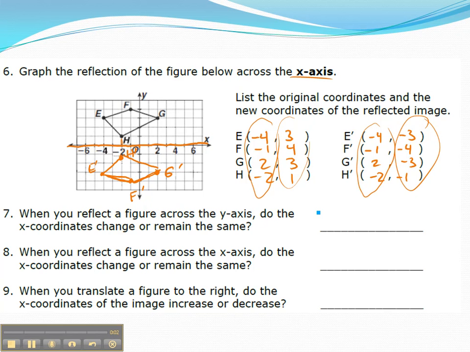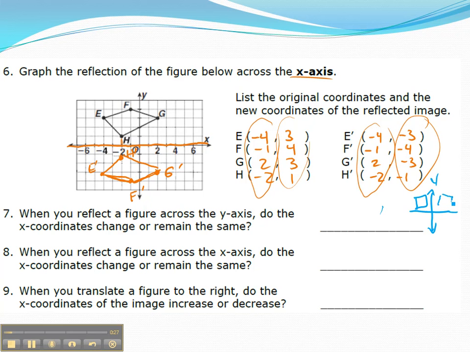Okay, number 7 asks us, when you reflect a figure across the y-axis, do the x-coordinates change or remain the same? And the best way to answer a question like this is to just draw a little sketch of a coordinate plane, draw a figure, and imagine that if you reflected it across the y-axis, what would happen to the coordinates?